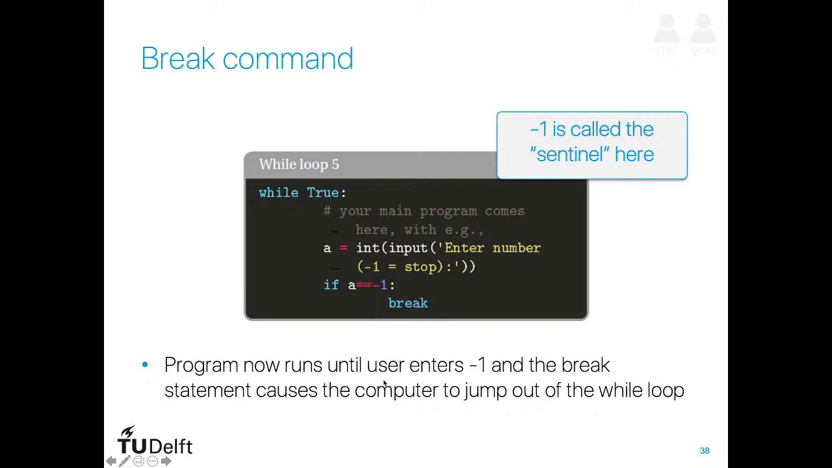So actually what you see here is that we have a terminating condition that's not part of the while statement, but somewhere in the while loop. And what you call that is a sentinel. So -1 is the sentinel of this while loop.